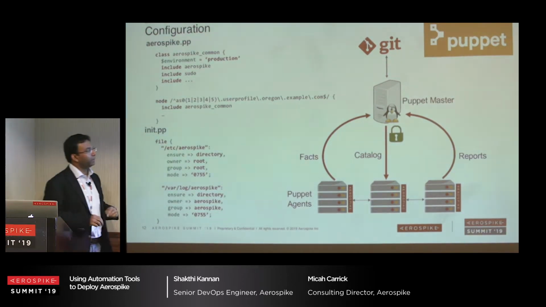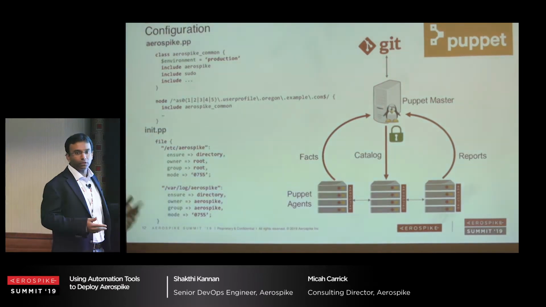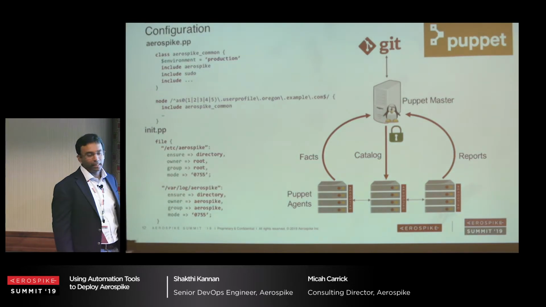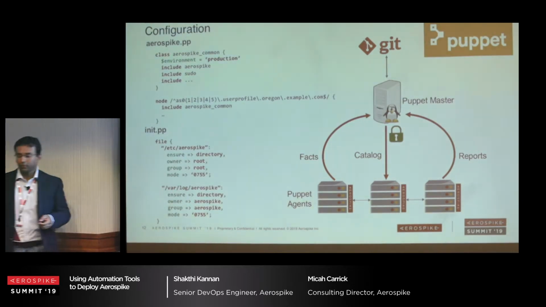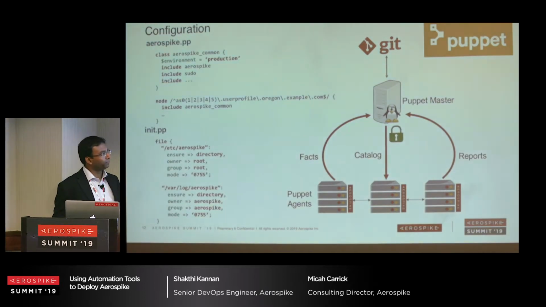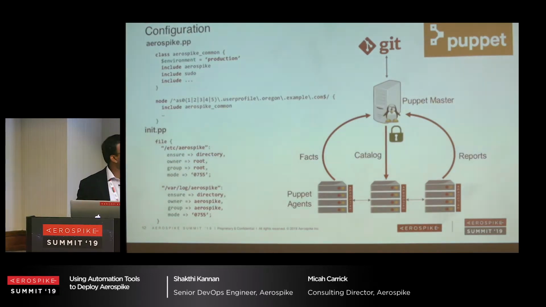Of course, this is a Ruby domain-specific language syntax. So if you want to use Puppet or even Chef, you need to be familiar with this language. Again, it depends on what tool your team is comfortable with and what they want to use. So this is another example of deploying Aerospike and configuring this with Puppet.